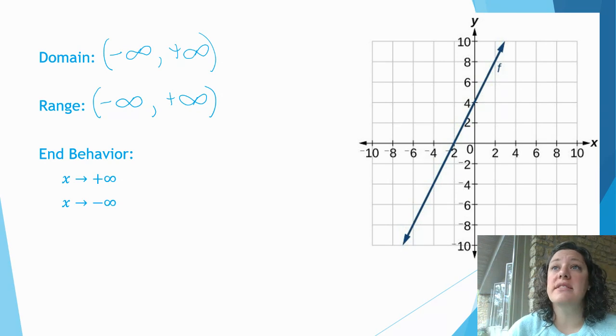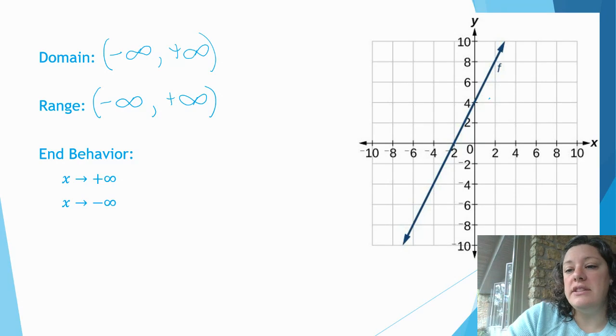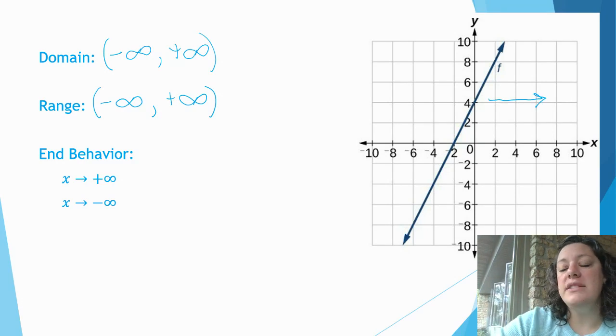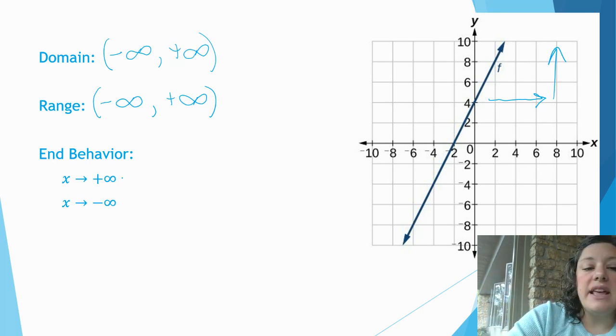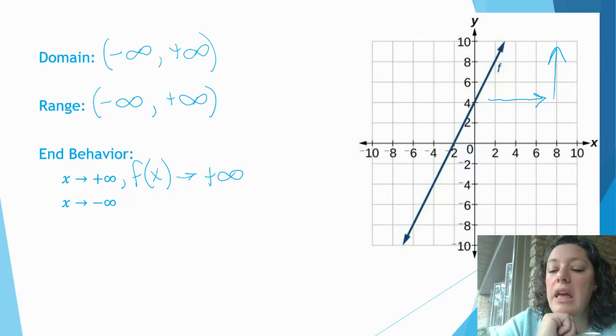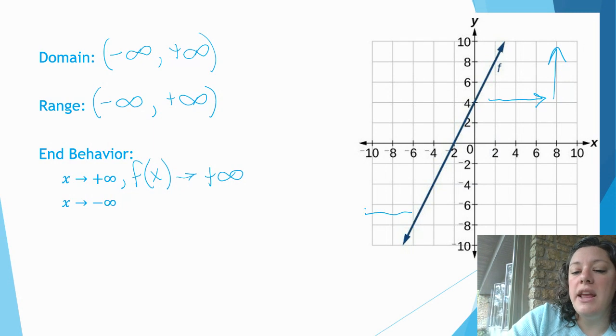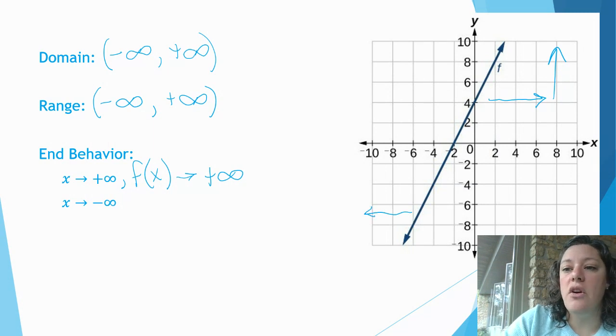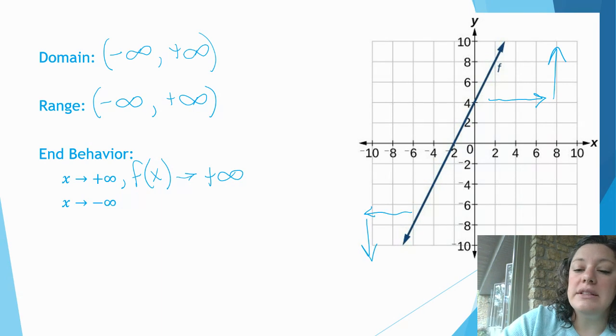Now the end behavior asks, what is happening to the y or the function as it's going off to the right and the left? So as x approaches positive infinity, so as the graph heads towards the right, what is happening? It is increasing or going up. So we would say as x approaches positive infinity, f of x or y, they are used interchangeably, also approaches positive infinity. It's increasing. Then we look at negative infinity. What's happening to this function, this line, as it goes off to the left? It's going down.